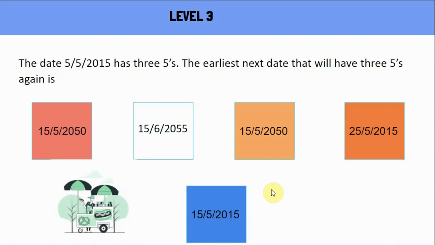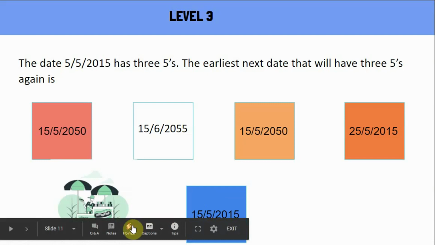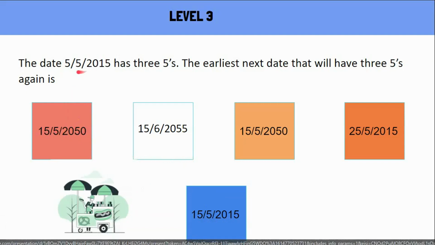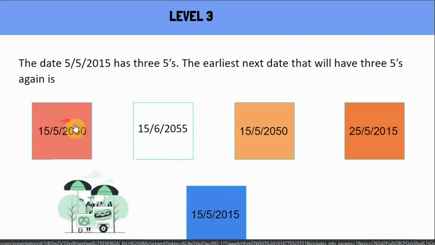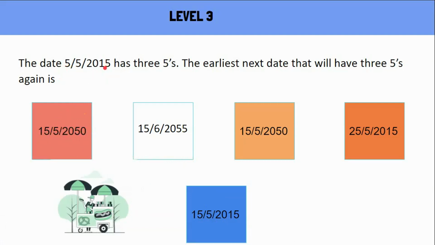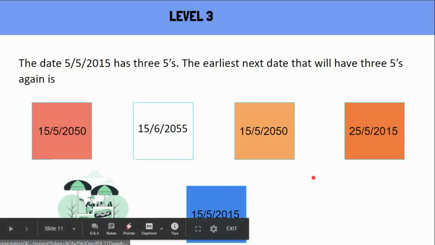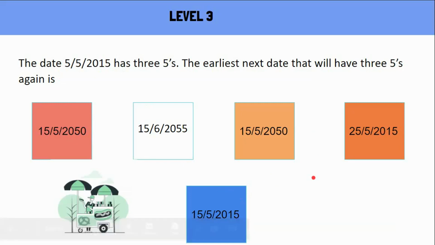Okay, so I'm going to show you how this can be done. Now you can see that we have 2050 here. The date that is given is of the format day, month, and year, so it's probably 5th of May 2015. That's how the format is. So here it is 15th of May 2050. Oh my god, that's like 35 years after 2015. It's definitely not the earliest next date, right? Because we have 2015 here and 2015 here. So I don't think that's the correct answer.